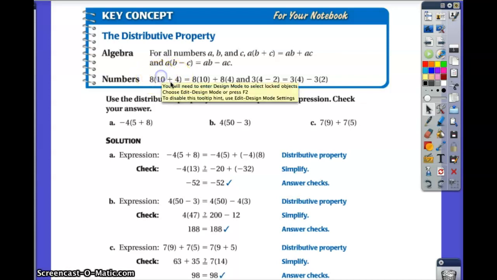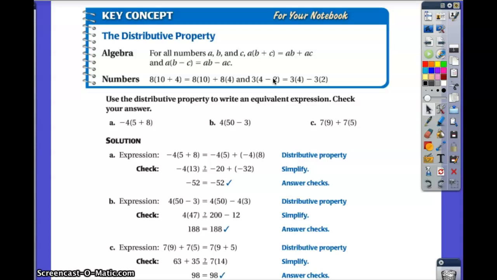So 8 times 10 plus 8 times 4 equals, in this case, 80 plus 32, and add those two together. Also, 3 times (4 minus 2) would be the same as 3 times 4 minus 3 times 2. So multiplying 3 times both things in the parentheses.